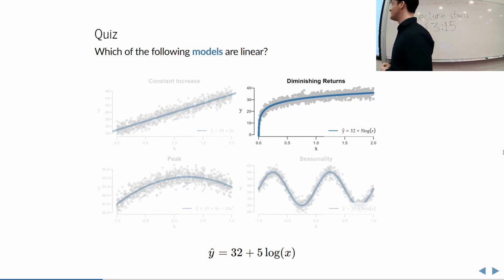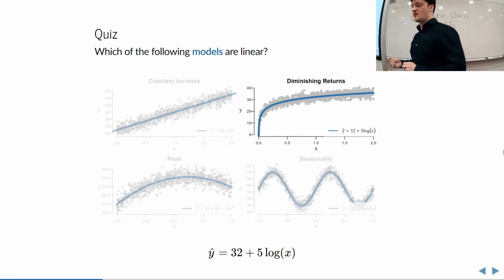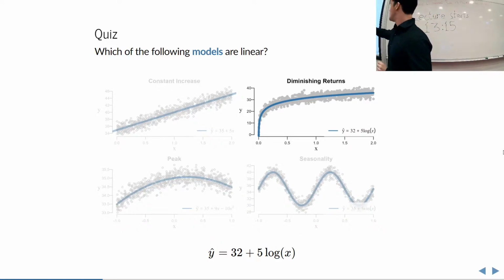Is it readable? It says 32 plus 5 times log x. Yeah? And why? Because the slope happens to be 5 log. Yeah, exactly. So it's a bit tempting. So she said because it says 32 plus 5 times log x, it's very easy to see a curve and think, okay, maybe it's not linear.